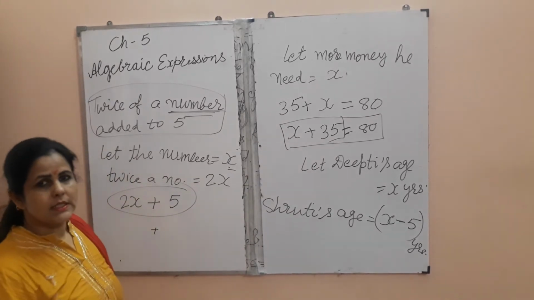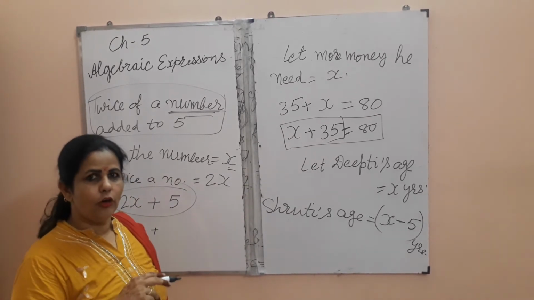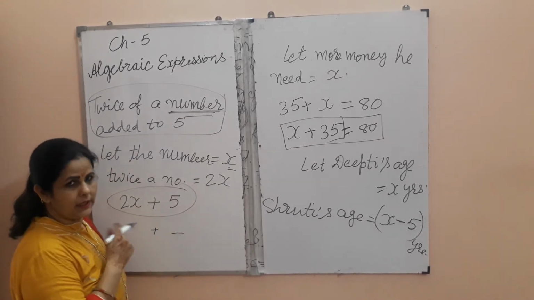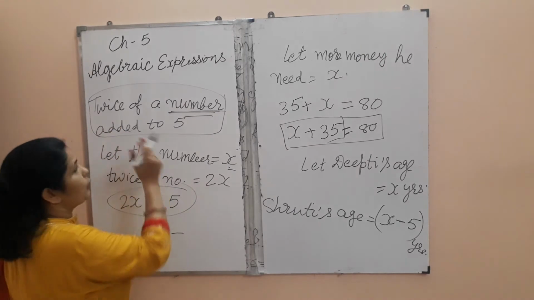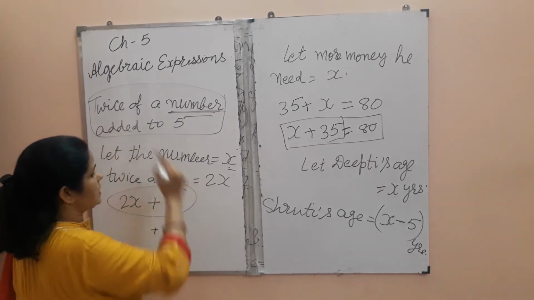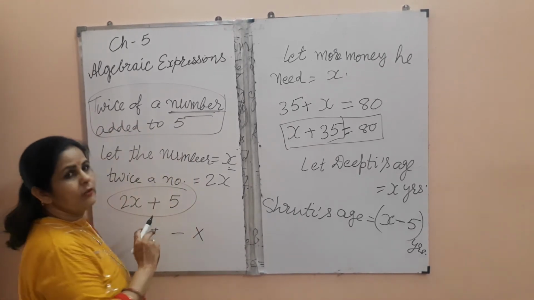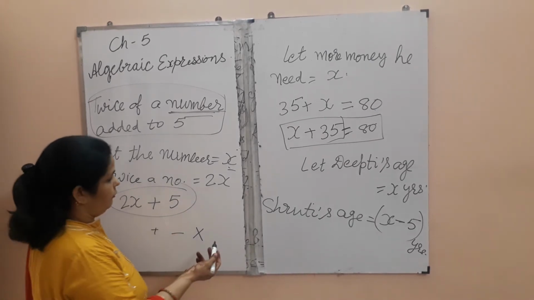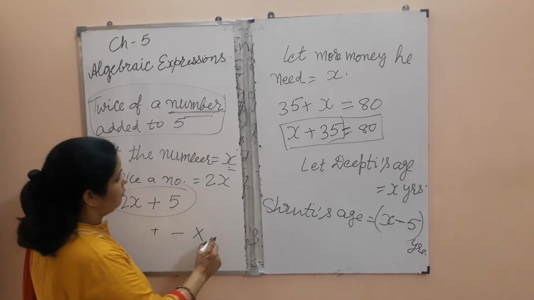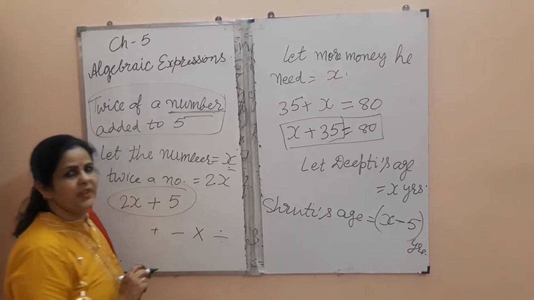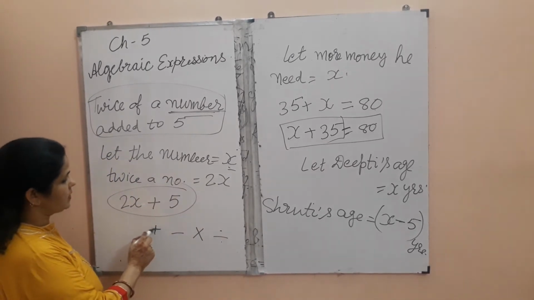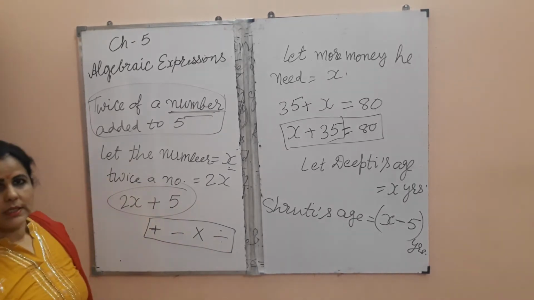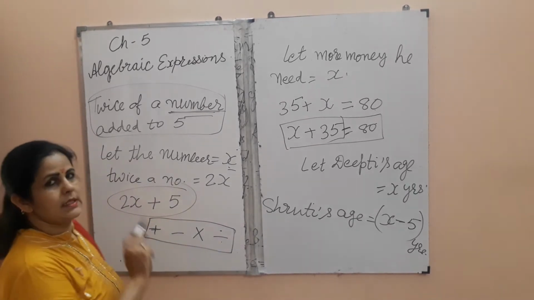For difference, less, before, or these types of words, we will use minus. For times, product, twice, thrice, we will use multiply. For quotient, by, or divided by, we will use division. So these are the uses of operations. According to the words, we will use the signs.